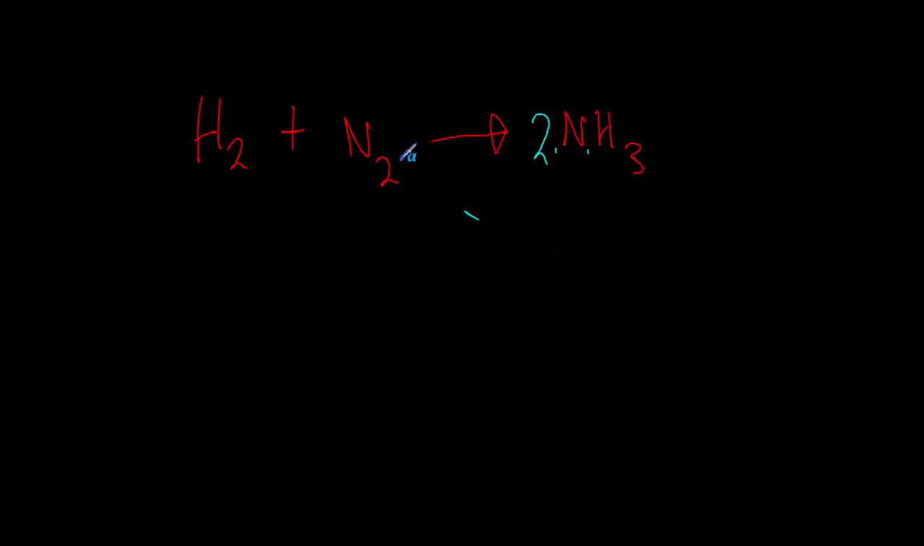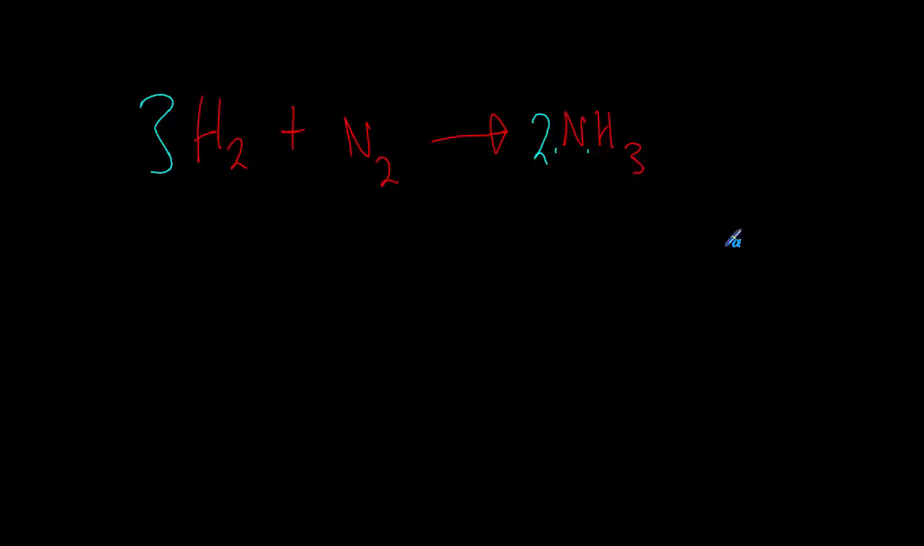Now the nitrogen's happy. But what about the hydrogens? Well, now we have 6 hydrogens on this side and only 2 on this side. And how do we get to 6? Well, we times 2 by 3. And therefore, this is going to be our balanced equation. So 3 hydrogens plus 1 nitrogen will give us 2 ammonias.